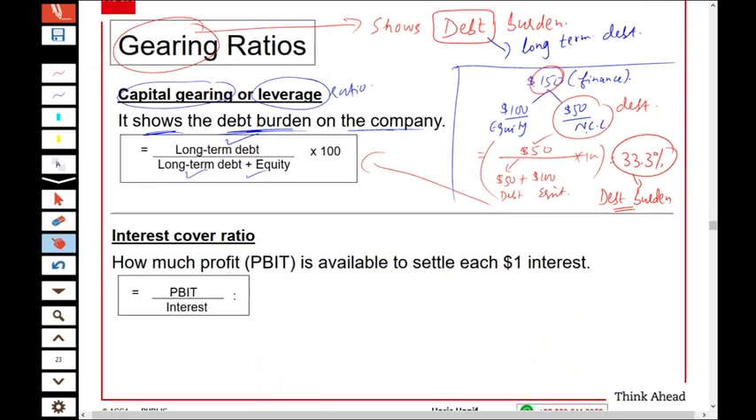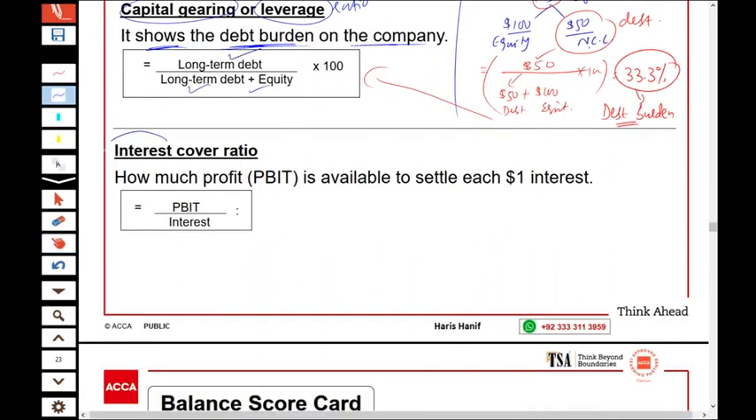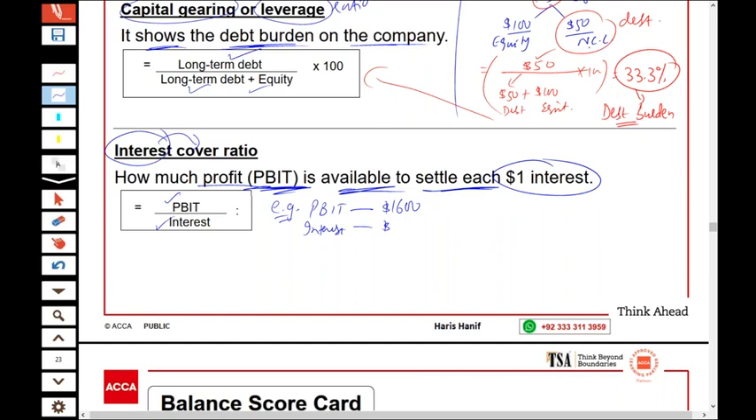Next is the interest cover ratio. As its name implies, that means profit over interest, expressed as a ratio, not a percent. That is how much profit is available to settle each $1 of interest. For example, if my PBIT is, let's say, 1600, and my interest amount is, let's say, 700, then 1600 upon 700 is 2.29.